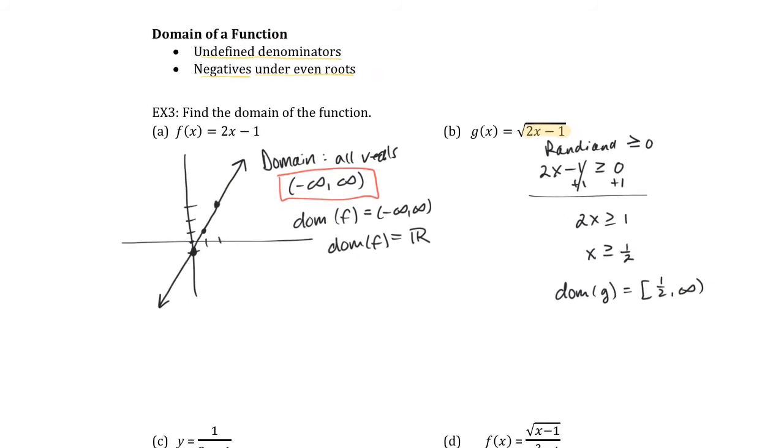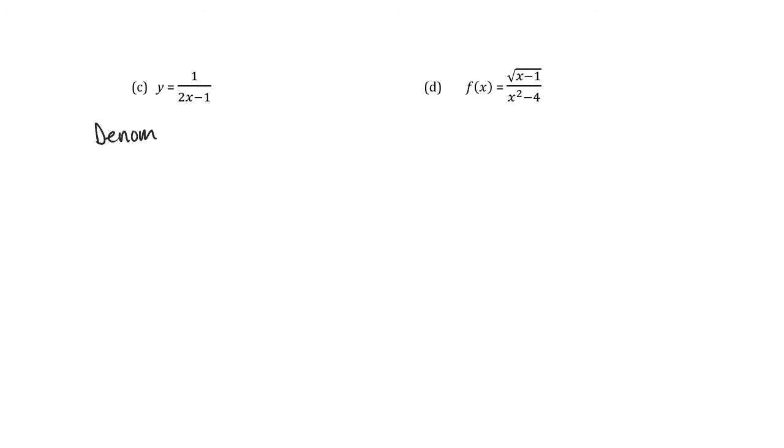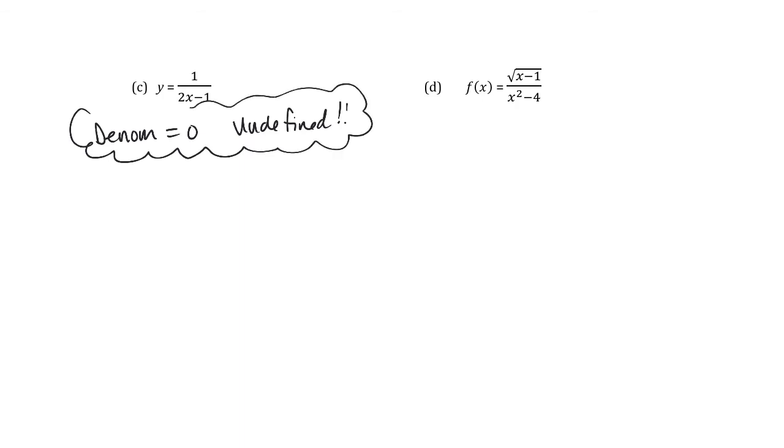Okay, moving on, let's look at what happens with some fractions. So here I want to make sure that the denominator, when that's equal to 0, then it's undefined. Okay, so that's the big idea here. Okay, so I have a problem when 2x minus 1 is equal to 0. So adding 1, we'd get 2x equals 1, x equals 1/2. That's going to be undefined.